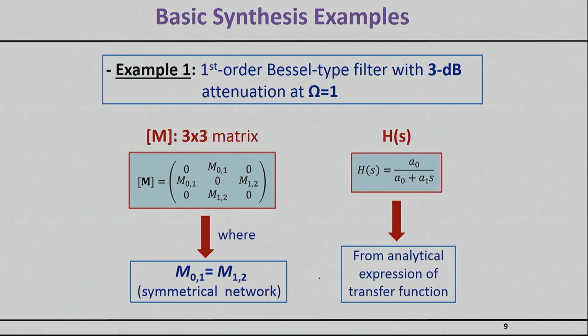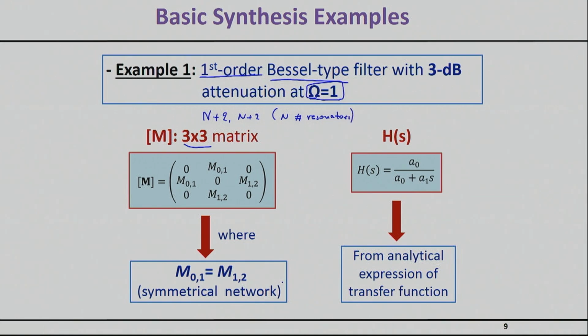Let's say that we wanted to do a first order, so single resonator, Bessel-type filter with a 3 dB attenuation at omega equal to 1. So synthesizing in the normalized domain, that's why omega is equal to 1. Now, we have a first order filter, and that means that our coupling matrix will be 3 by 3. Remember, you have one row and one column for the source and the load. And so that means that your coupling matrix will always be n plus 2 by n plus 2, where n is the number of resonators.